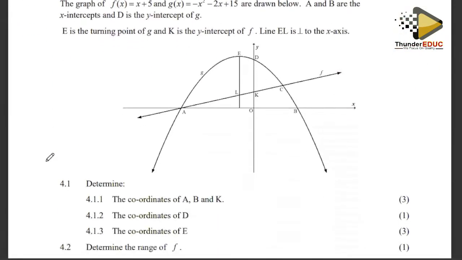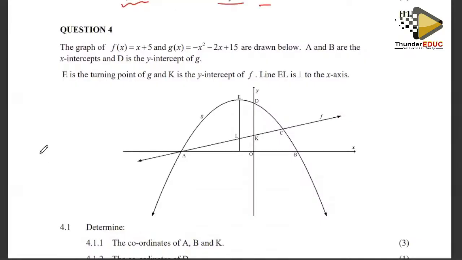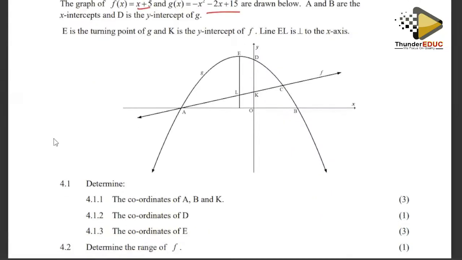Then question number 4 for the functions. The graph of f is given as that. It's a straight line, and g is a parabola. A and B are the x-intercepts, and D is the y-intercept. They want us to get the coordinates of A, B, and K. So A is here, B is here, K is here. All of them are intercepts, so we can start with K. K is 0 and 5, because it is the y-intercept.